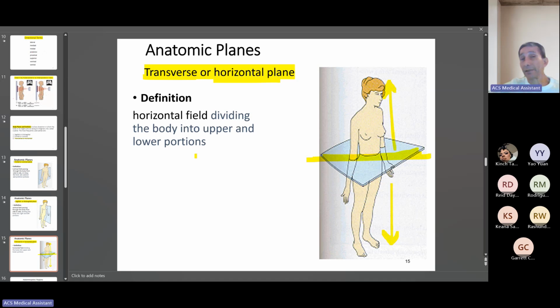The body is not divided in equal parts. It doesn't matter. It can be divided right here. It can be divided right here. It can be divided. It doesn't matter. But it is in a transversal way or horizontal plane. That's how it is. You see? Definition: horizontal field dividing the body into upper and lower portions. What is the upper part? Superior. What is the lower part? Inferior. The body is divided into inferior and superior. Upper and lower portions.